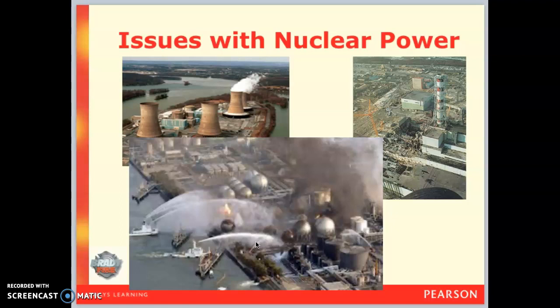Now, all three, with the exception of Chernobyl, Fukushima still is active, at least in part. The others have been deactivated, at least somewhat, or in the case of Chernobyl, obviously that one was deactivated fully due to the radiation risk.